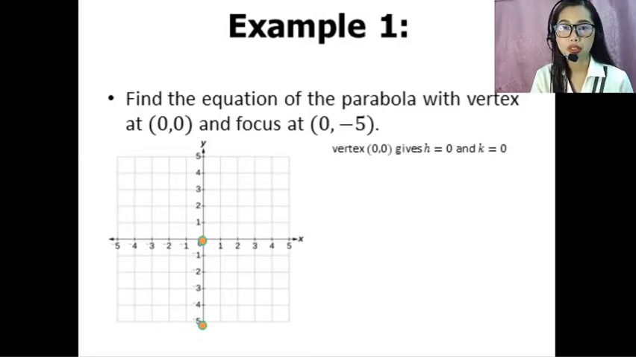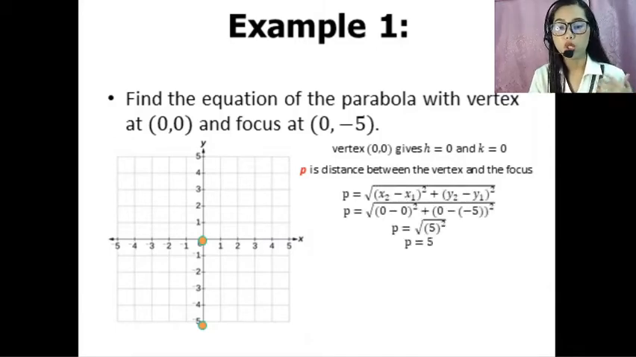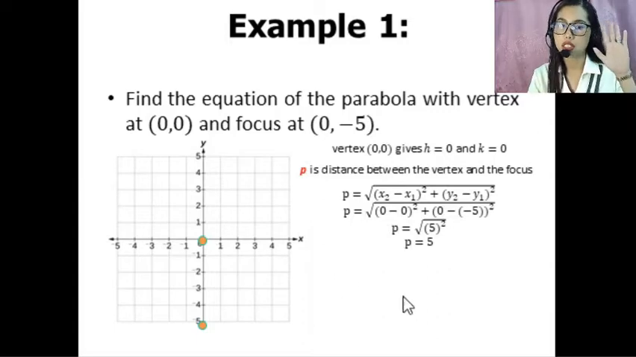The vertex at (0, 0) gives you the idea that h equals 0 and k equals 0. Now, remember that p is the distance between the vertex and the focus. You can use the distance formula, or you can just count the grids. If you count, you have 1, 2, 3, 4, 5. So the distance is 5, and your p is equivalent to 5.